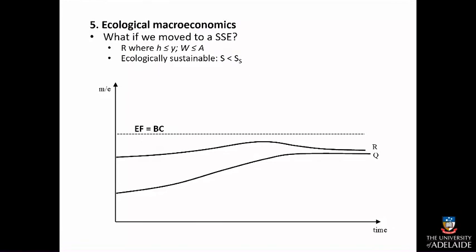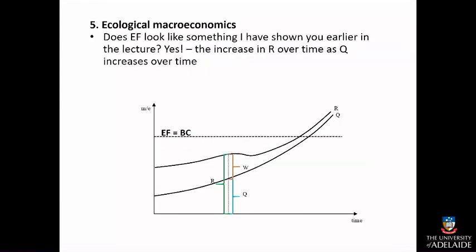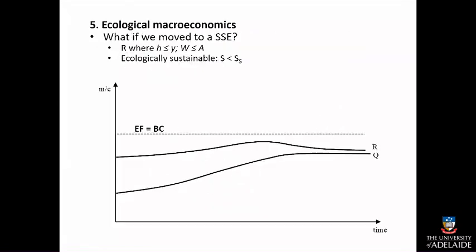Sadly, as I showed before, we've done something like that where R has, of course, exceeded the biocapacity of the planet, where ecological footprint equals biocapacity. So moving to a steady state economy means that it's possible to operate ecologically sustainably. Does it mean we have to sacrifice anything?